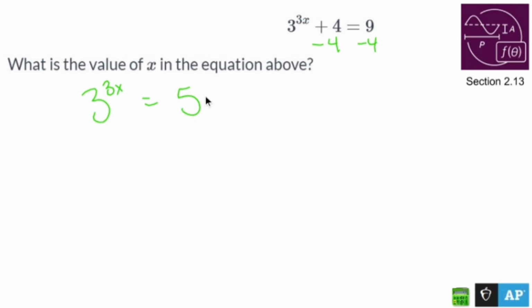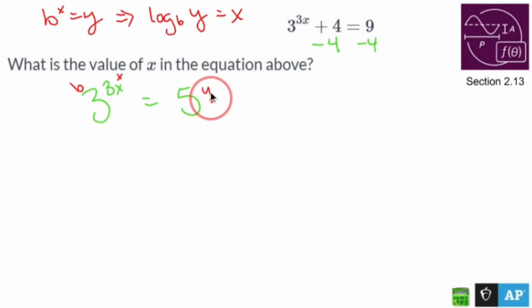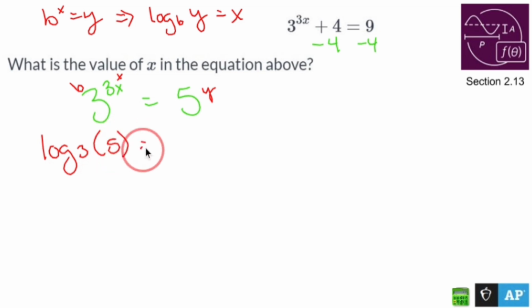That doesn't happen here. So there's not much I can do except write this in the other log form. If I have something in the form of b to the x equals y, I can write that as log base b of y equals x. You're my base, you are my x, you are my y. So I can write this as log base 3 of 5 equals 3x.